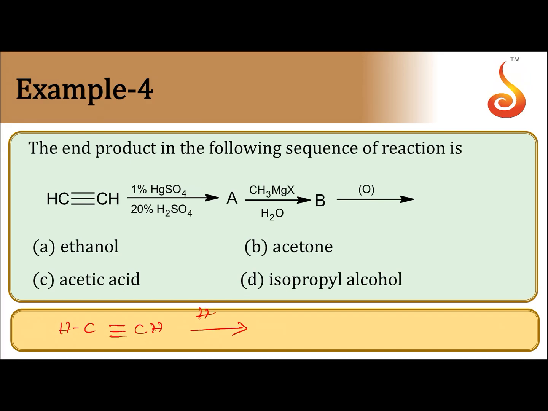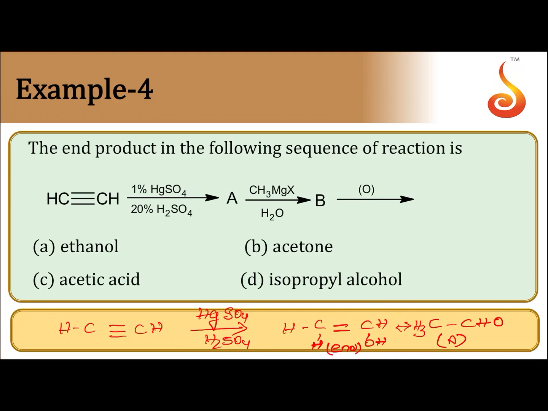Let us see that one. HC triple bond CH. If HgSO4 and H2SO4 are there on the arrow, it is hydrolysis. After hydrolysis, H goes to one carbon atom, OH goes to another carbon atom. So CH double bond CH OH. This is enol. Enol tautomerizes to form aldehyde. So what will I get? CH3CHO. Means compound A is aldehyde, acetaldehyde.